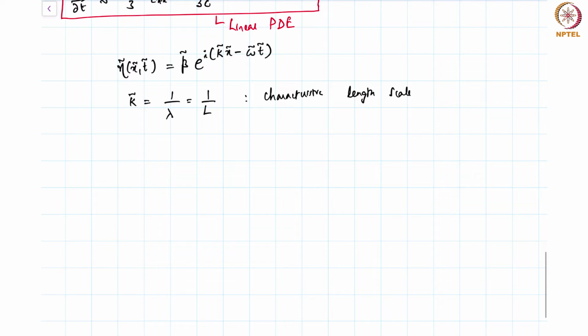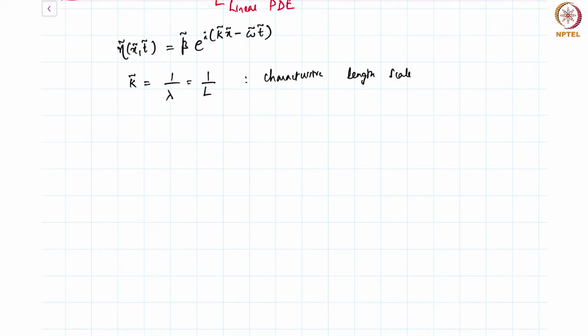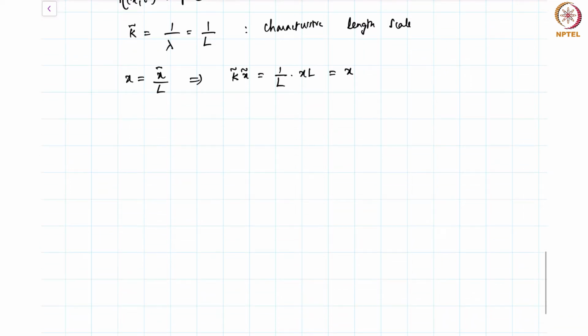The characteristic length scale is the wavelength itself, which can be taken as the length scale, and therefore I have x. Remember the non-dimensional x was x by L, and therefore I have k tilde x tilde, which is the product of the dimensional wave number multiplied by the dimensional length, essentially becomes 1 by L times x L. That is nothing but simply x. This is the non-dimensional x.